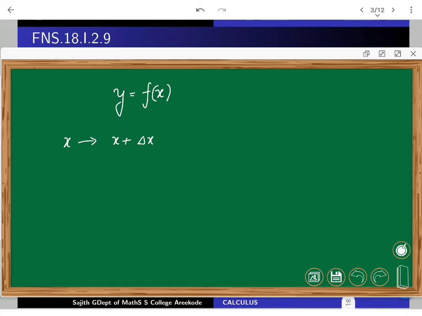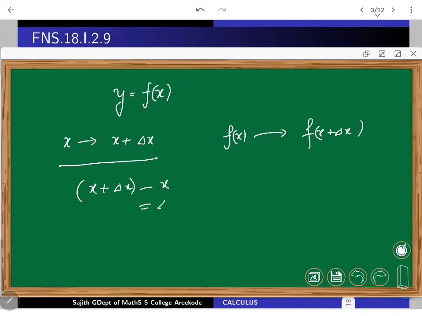So what we are trying to look at is the effect on y. That is, as x is changing to x plus delta x, what about the y values? Y values means f of x is going to change to f of x plus delta x. So here x to x plus delta x gives the change x plus delta x minus x, which gives us delta x. And in this situation, we have a corresponding variation in y.